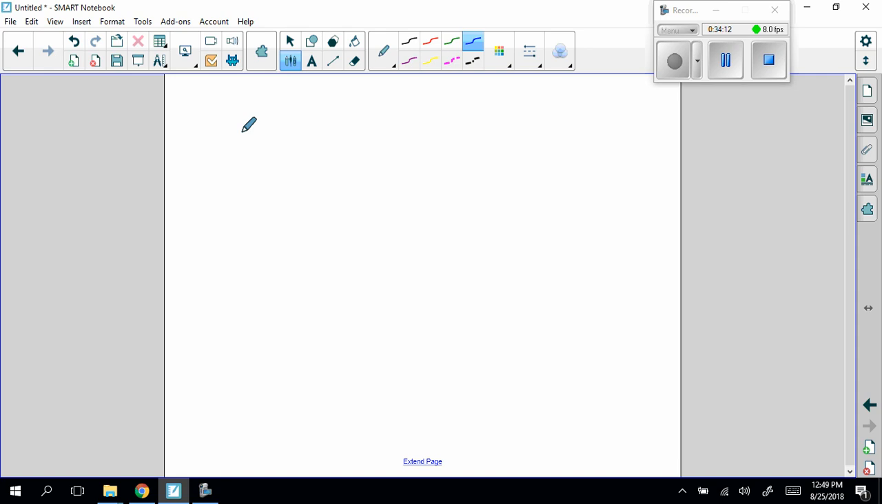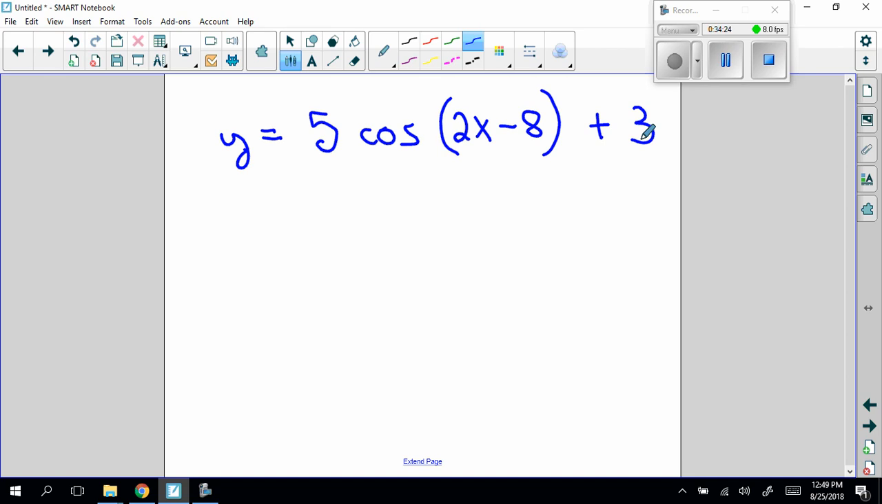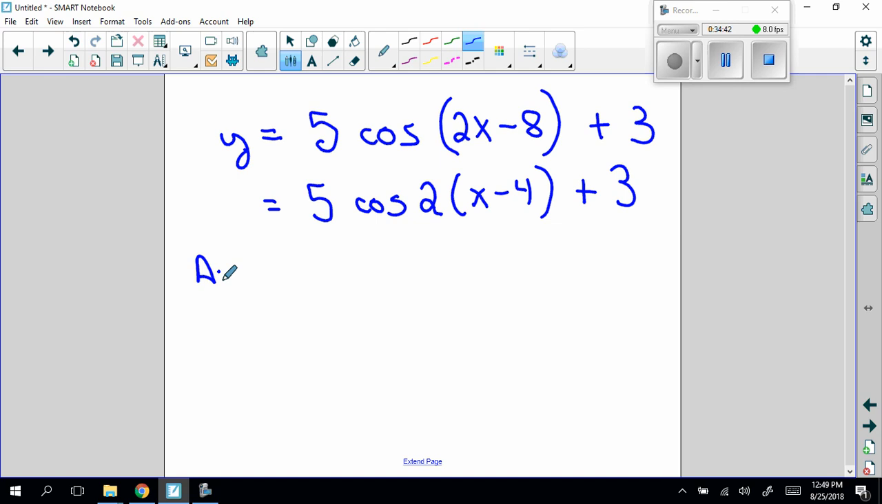Now there's the messed up problem, the one where they mess with you a little bit. It's like 5 cos 2x minus 8 plus 3. It's not in proper form. Proper form is 5 cos 2 on the outside, x minus 4, plus 3. So this graph has amplitude, which is equivalent to the vertical scale, of 5. It has omega of 2.